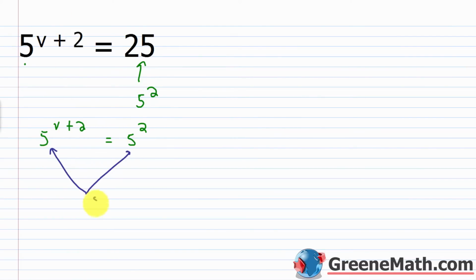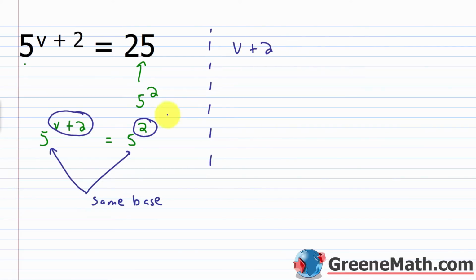And the rule for that is if you have the same base, you can just take the exponents. Here the exponent is v plus 2. Here the exponent is 2. You can set them equal to each other and just solve. So this sets up the equation v plus 2 is equal to 2. We subtract 2 away from each side of the equation, and you get that v is equal to 0.